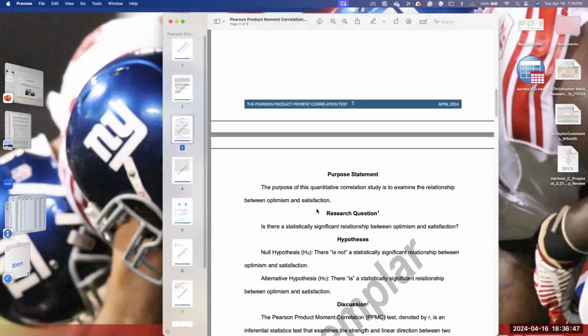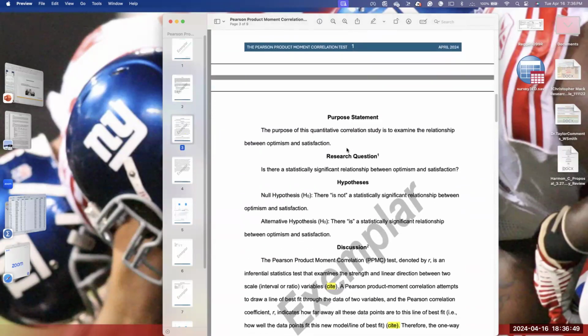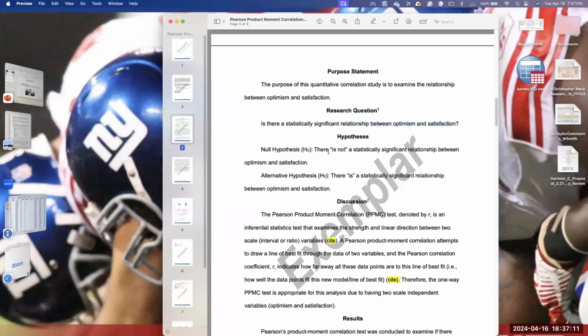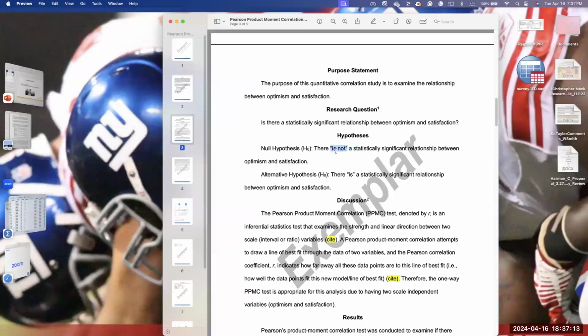Now, if we would do a purpose statement, we would see the purpose of this study is to examine the relationship between, and as you can see, here are the two variables, optimism and satisfaction. That turns into a research question, which is the exact same thing, alignment. Is there a relationship between optimism and satisfaction? Null hypothesis, there is no relationship. Alternative, there is a relationship.